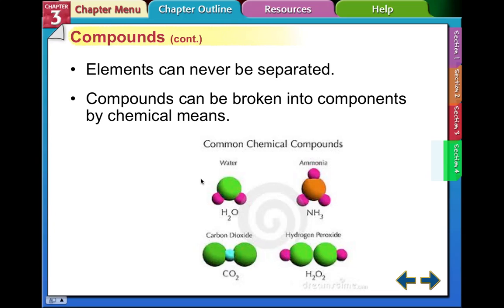Here they're just showing you a picture representation of some chemical compounds. Water, you have 2 hydrogens and 1 oxygen. Ammonia, you have 1 nitrogen and 3 hydrogens. Carbon dioxide, you have this little bitty carbon in the middle with 2 bigger oxygens on the side. And hydrogen peroxide, you have 1 hydrogen attached to an oxygen, oxygen attached to a hydrogen.